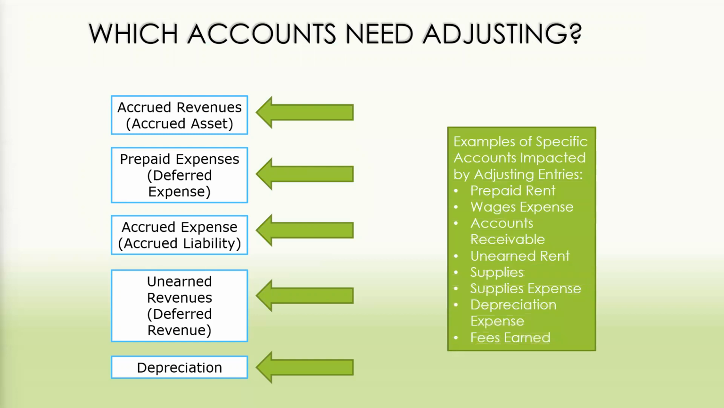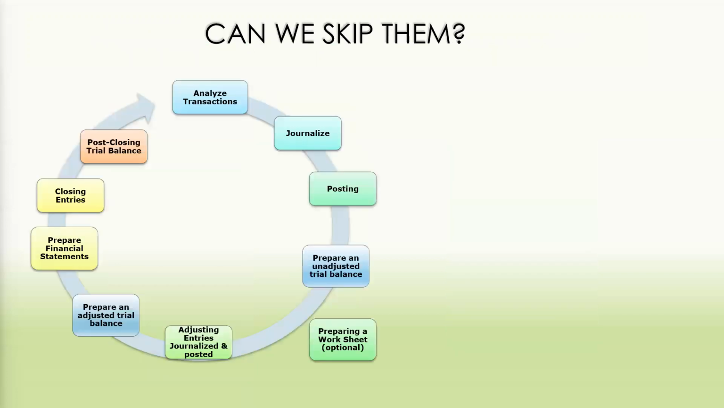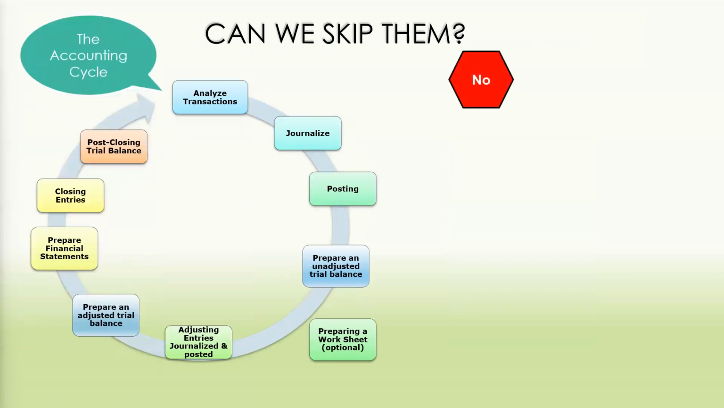So some specific examples of accounts which may be impacted by adjusting entries. These can include prepaid rent, wages expense, accounts receivable, unearned rent expense, supplies expense, depreciation expense, and fees earned. So can we skip them? No. Here on your screen, you can see the accounting cycle.